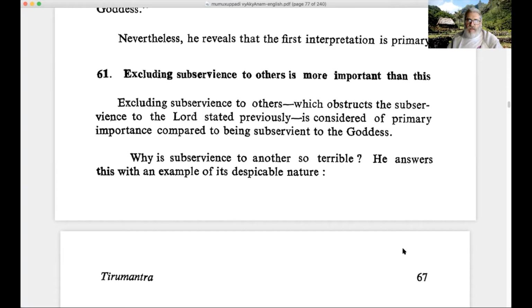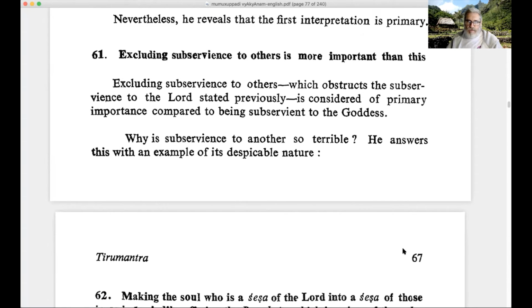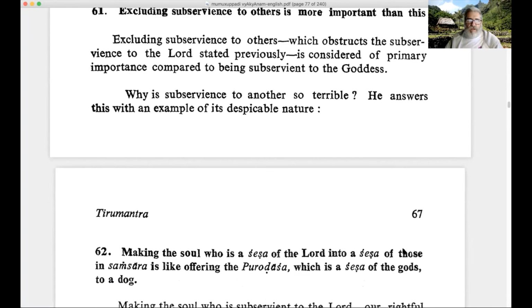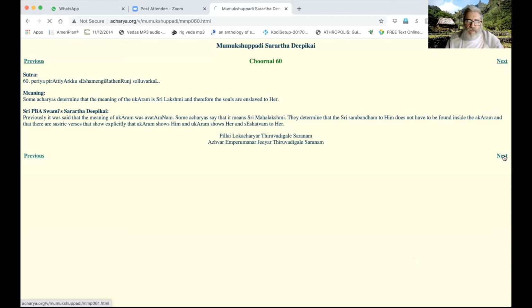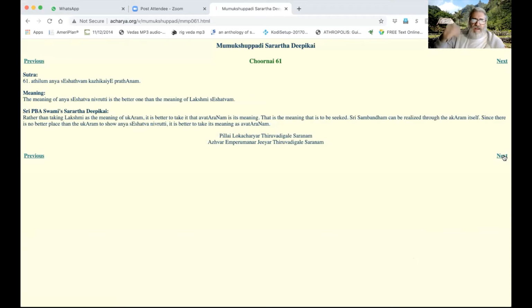Why is subservience to another so terrible? He answers this with an example of its despicable nature. So we'll go into that in a second. First of all, let's see how Hivyanangacharya explains this 61st sutra. Again, the meaning of Anya Sheshatva Nivritti: Anya means others, Sheshatva means servitorship, Nivritti means rejection, or rejection of the servitorship of others, right? Being exclusively servant of the Supreme Lord is better than the meaning of Lakshmi Sheshatvam.